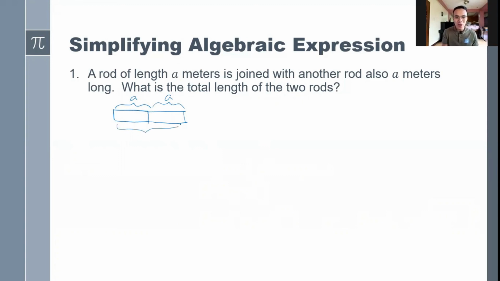What is the total length? So we're looking for the whole thing here. So basically, we're just looking for the sum of A and A. And what is A plus A? 1 apple plus 1 apple equals 2 apples, right? So A plus another A is just equal to 2A. Did you get that? That's simplifying algebraic expression.